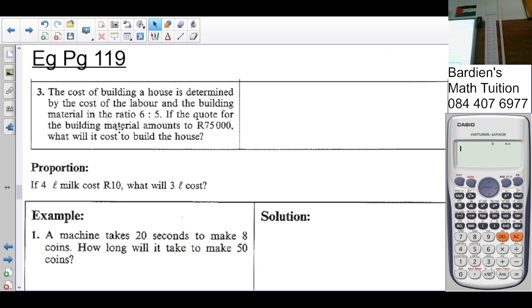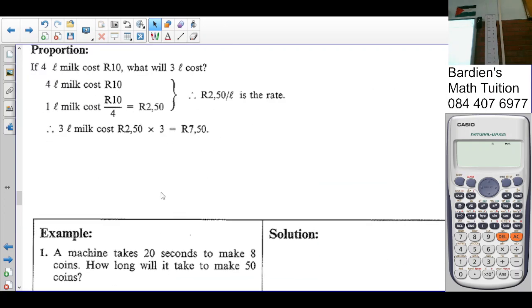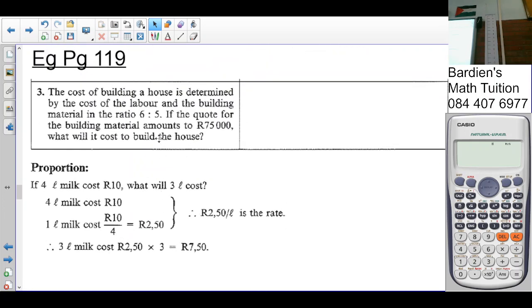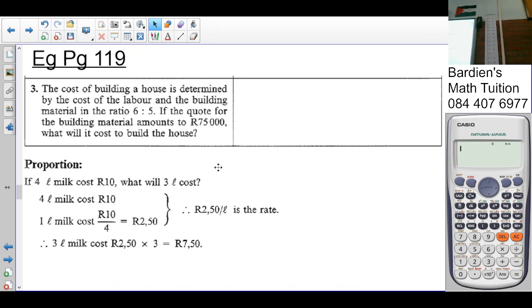We are told the cost of building a house. The cost of building a house is determined by the cost of the labor and the material in the ratio of 6:5. So it says there, in its order, the labor and the building material. So the labor is to the building material in the ratio 6:5.